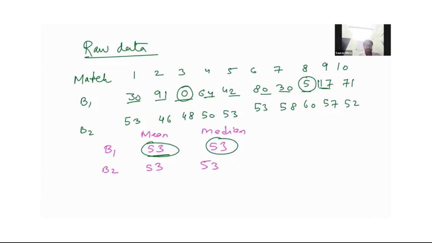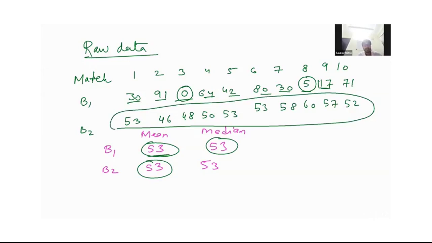For batsman B2, this is 53. Yes, in this case it is somewhat permissible, because it is giving values which are nearby 50 only. So it is clear that for batsman 1 there is a huge variation, and we have to know how much variation is permissible. For this case we require a measure of dispersion. How much variation is possible?